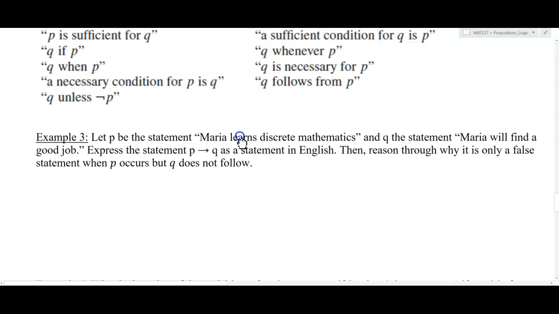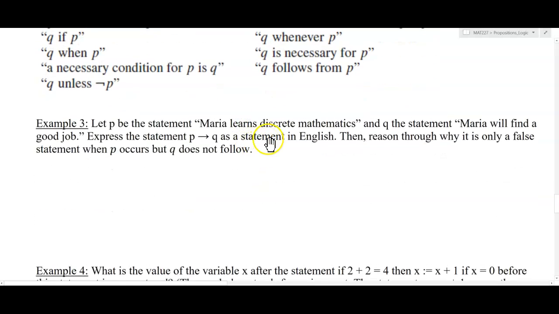Example 3. Let P be the statement Maria learns discrete mathematics, and Q the statement Maria will find a good job. Express the statement P implies Q as a statement in English, then reason through why it is only a false statement when P occurs, but Q does not follow. So we would say, if Maria learns discrete mathematics, then Maria will find a good job.